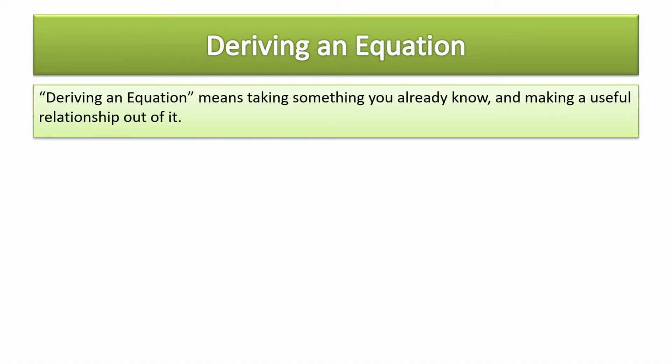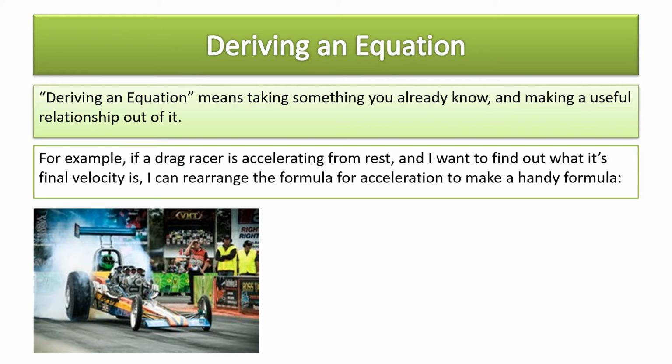So deriving an equation. Deriving an equation means taking something you already know and making a useful relationship out of it. For example, if a drag racer is accelerating from rest and I want to find out what its final velocity is, I can rearrange the formula for acceleration to make a handy formula. So this is what we know. And then when you cross multiply, you get VF minus VI is equal to AT. And then if you add VI to both sides, you get a handy formula that would tell you the final velocity if you knew the initial velocity, the acceleration, and the time. So you could just use this equation anytime you need to find the final velocity.